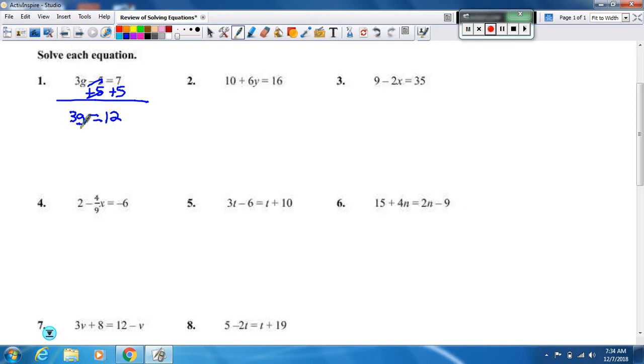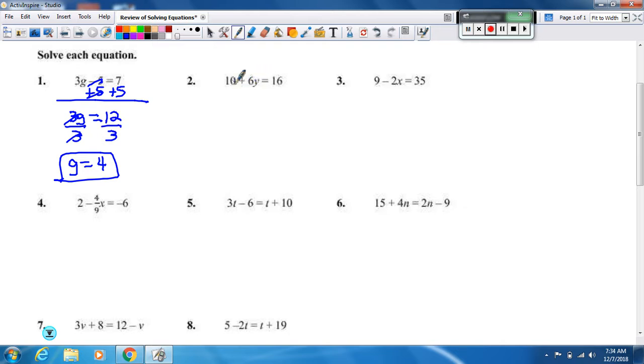Now this is 3 times g, so the opposite of times is divide. So divide both sides by 3. Top cancels with bottom. g equals 12 divided by 3 is 4. And that one's finished.